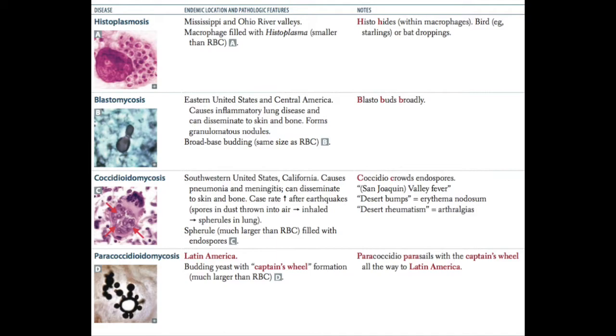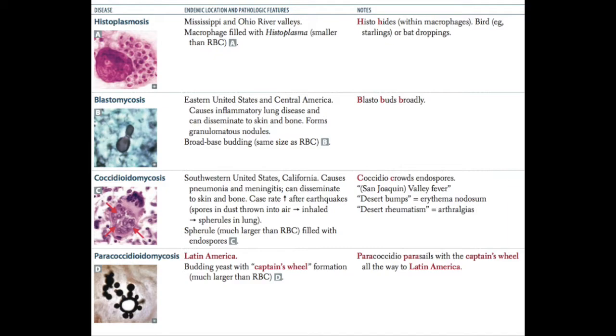Coccidioidomycosis is another systemic mycosis. It's endemic to southwestern United States as well as California. It causes a pneumonia and also can cause meningitis. It can disseminate to bone and skin as well. The case rate has been seen to increase after earthquakes, which makes sense because the spherules of coccidioidomycosis are thrown up into the air.